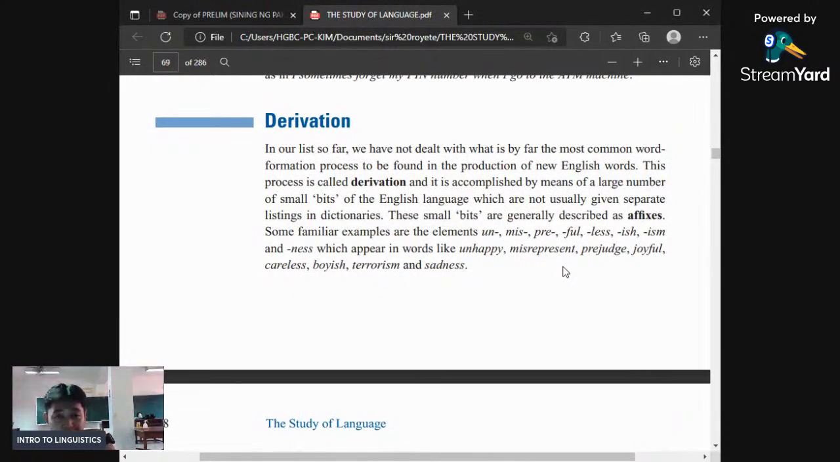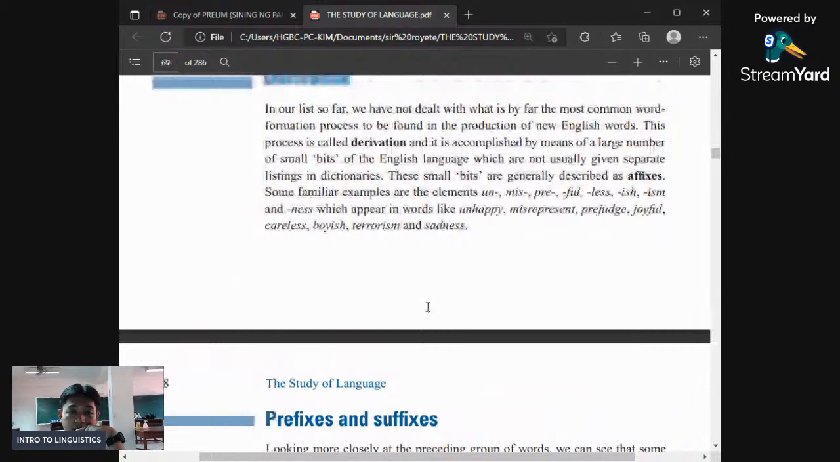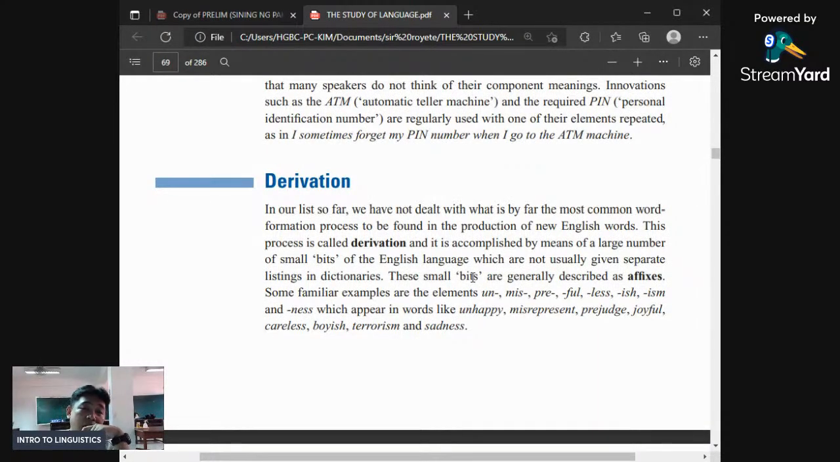Also, we have derivation. So ang derivation yan, sa affixes na yan. Prefix and suffixes, right? So when you add prefixes or suffixes, or affixes, sa root word natin or sa base word natin, tinatawag natin itong derivation. Like un, mis, pre, ful, less, ish, ism, ness. For example, un plus happy, nagiging unhappy. Mis plus represent, misrepresent. Pre plus judge, prejudge. Joy plus ful, joyful. Care plus less, careless. Boy plus ish, boyish. Terror plus ism, terrorism. Sad plus ness, sadness. That's derivation.